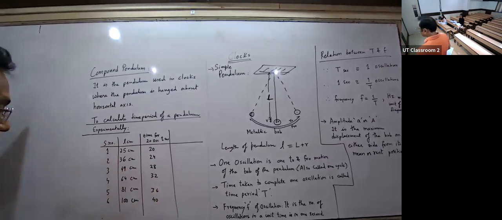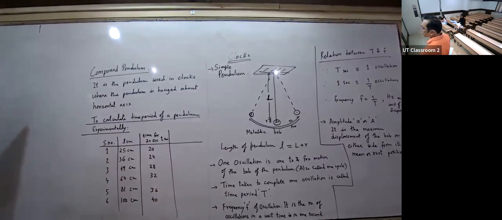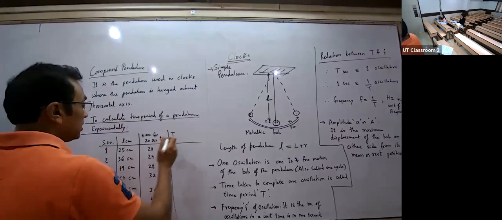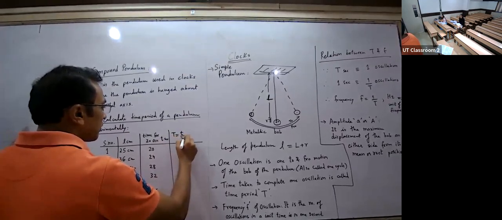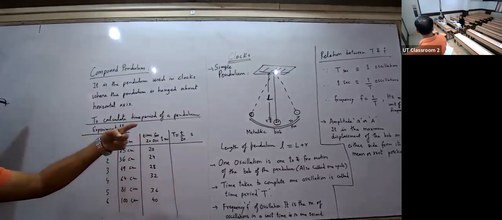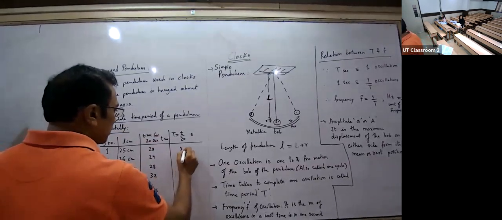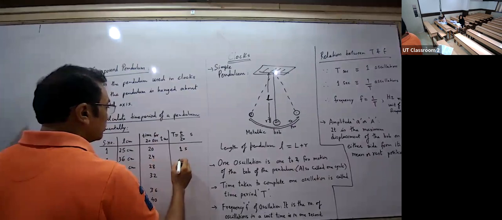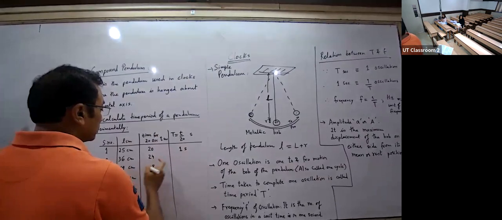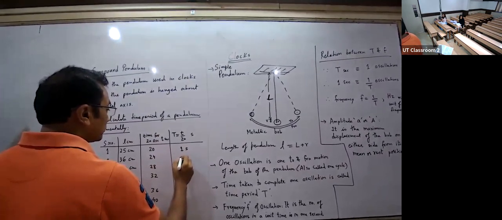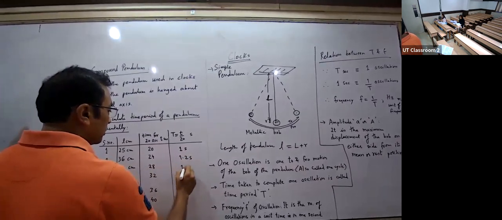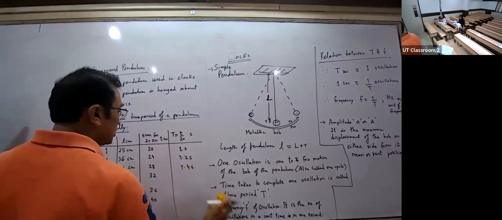This is the experiment. When you do the experiment, you will get this data. To calculate the time period, for every observation, you have taken 6 readings. This will be T divided by 20. Time period is the time for one oscillation. So you will get 1 second. This you will get how much? 24 by 20 is 1.2 second. Then 1.4 second. These times are all in seconds.